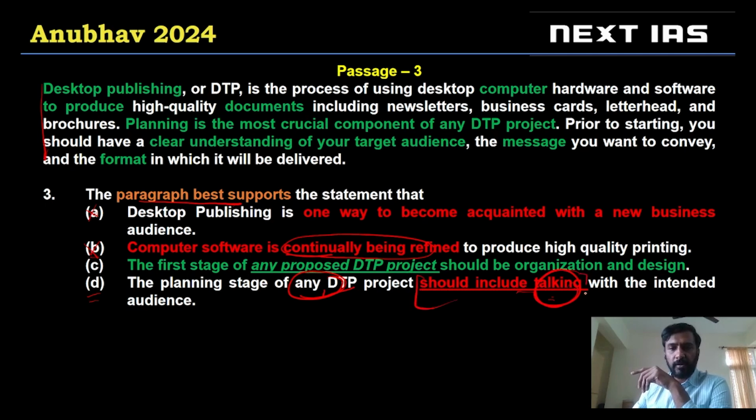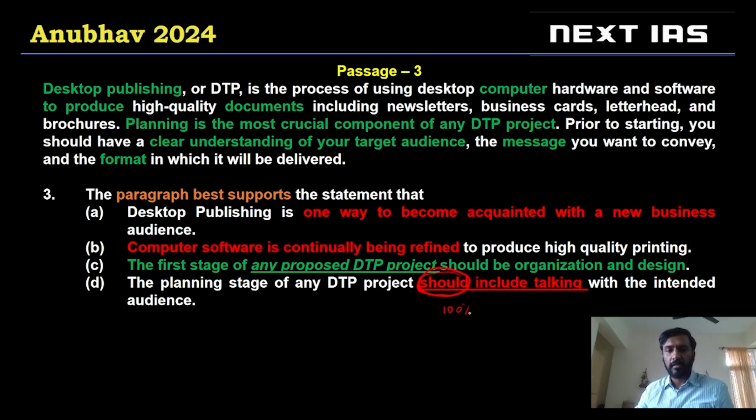See, this phrase is incorrect because we are told, and many students I feel would have gone with option D, a clear understanding of your target audience is needed. This is correct, right? But this does not necessarily have to come from talking, right? This may include surveys, right? You'll find YouTube does surveys. So similarly, this may include surveys. So we can say the planning stage of any DTP project should include is very strong. Should means it's 100%. It's a strong recommendation. Include speaking with the intended audience. This is an invalid inference.